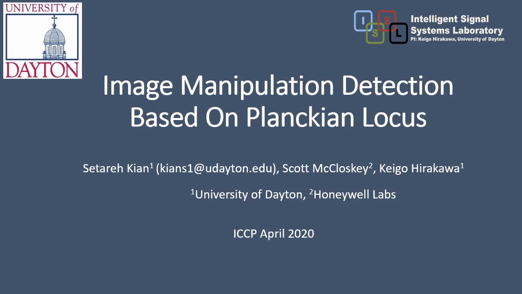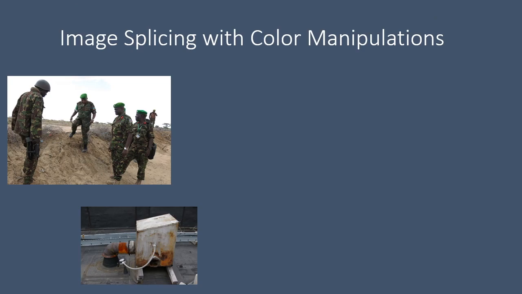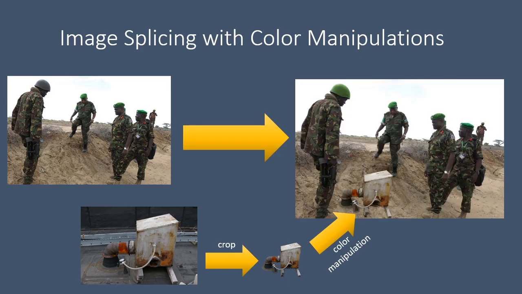In this video, we are presenting a method that can detect manipulation in images by utilizing Planckian locus. Consider this image and this object. The image manipulation goal is to crop and paste this object into the image. Now, if this person does some color manipulations on the object to make its color closer to the image and then pastes it, the result will be this, which looks convincing to human eyes.